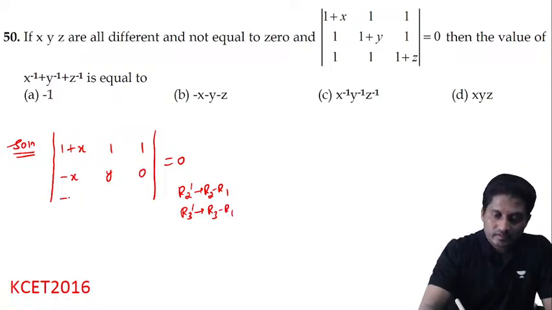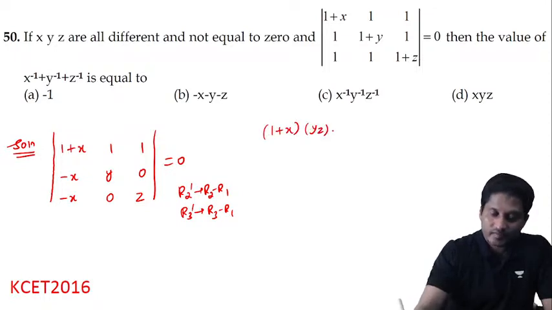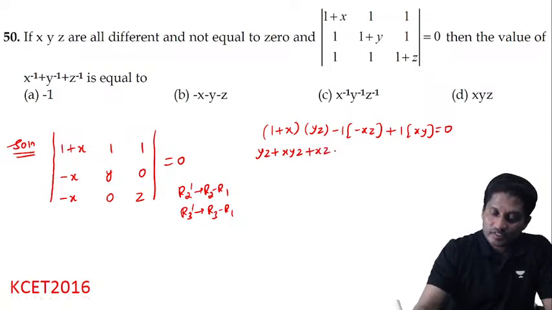Minus x, 0 and z. Now if I expand the determinant, 1 plus x into delete first row first column, we'll get this as yz. Minus 1 into delete first row second column, you get minus xz. Plus 1 into delete first row last column, you get xy is equal to 0. So this is yz plus xyz, then plus xz plus xy is equal to 0.